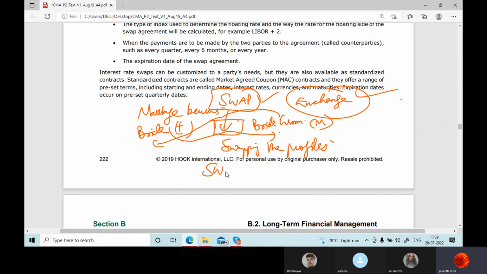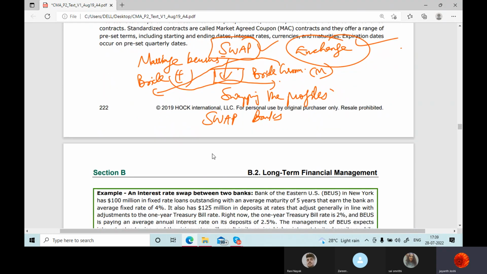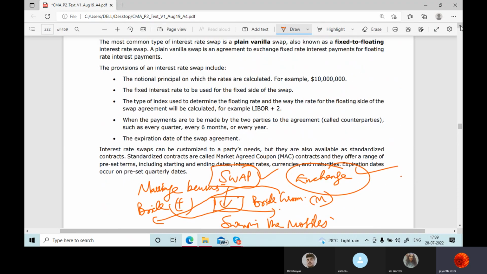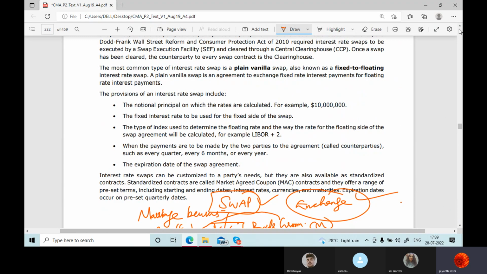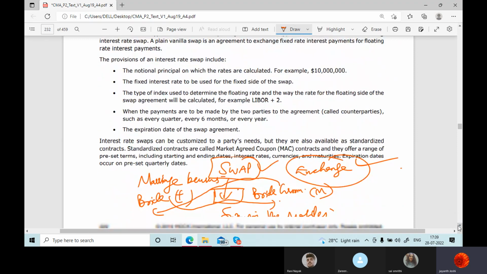In the real world, there are swap banks. These swap banks are the banks which make these swap agreements happen. So what they do is, we will not make this concept very complicated. We'll make it very simple for you to understand. Here we are not going to learn about all the mechanism of how this swap happens. We are just going to learn about the concept of swap.